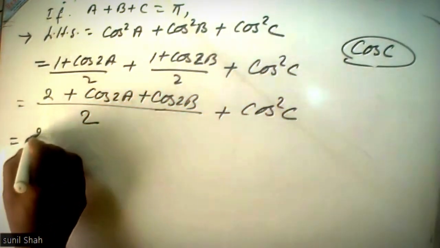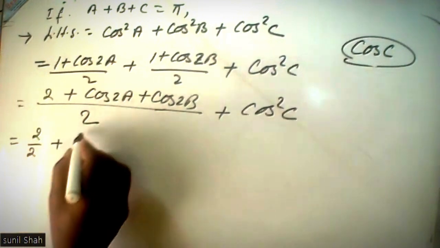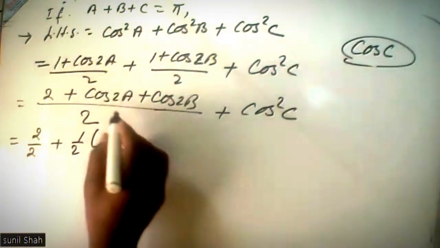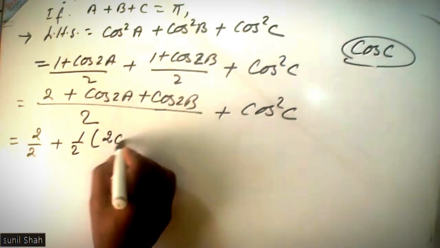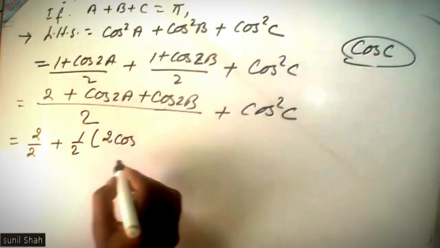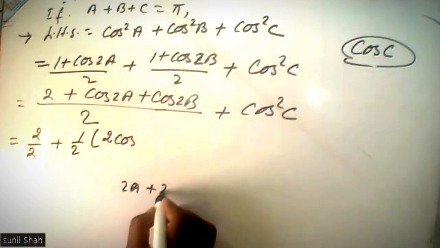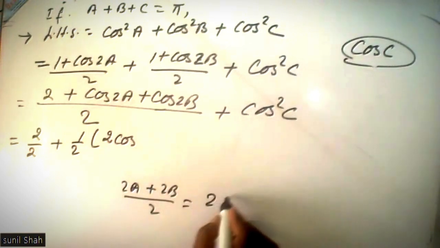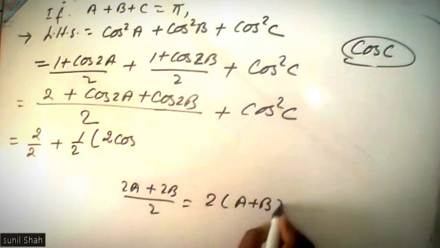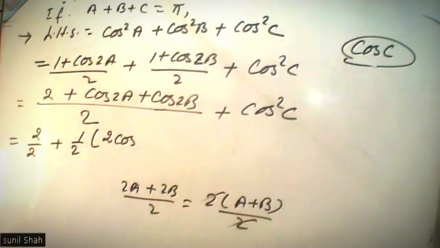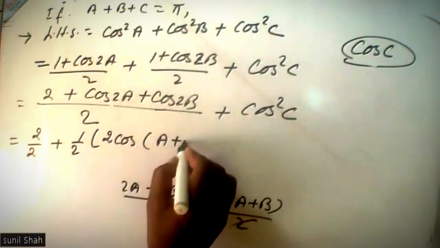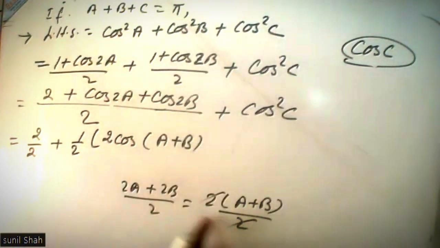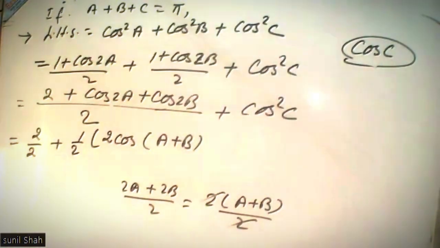Here this becomes 2 by 2 plus 1 by 2 times (cos c plus cos d). Cos c plus cos d is 2 cos((c plus d) by 2), taking 2 common, (a plus b) by 2, 2 and 2 get cancelled. So in place of (c plus d) by 2, we write just a plus b. 2 and 2 get cancelled, so we only write a plus b.